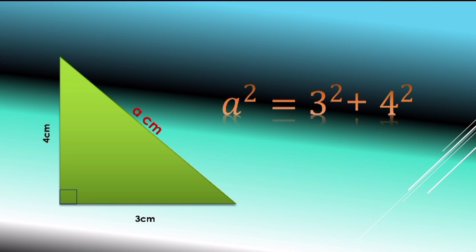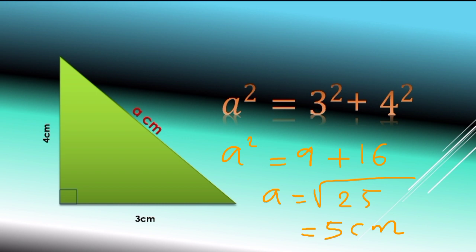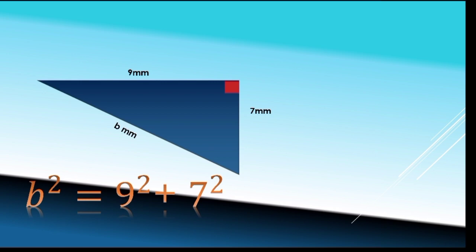So that is a square is equal to 3 square plus 4 square. So a square is equal to 3 square 9 plus 16, and a equal to root of that. So that is root of 16 plus 9, 25, root 25, that's equal to 5. So in centimeters, you can write a 5 centimeter hypotenuse. Okay, we can see the next problem.